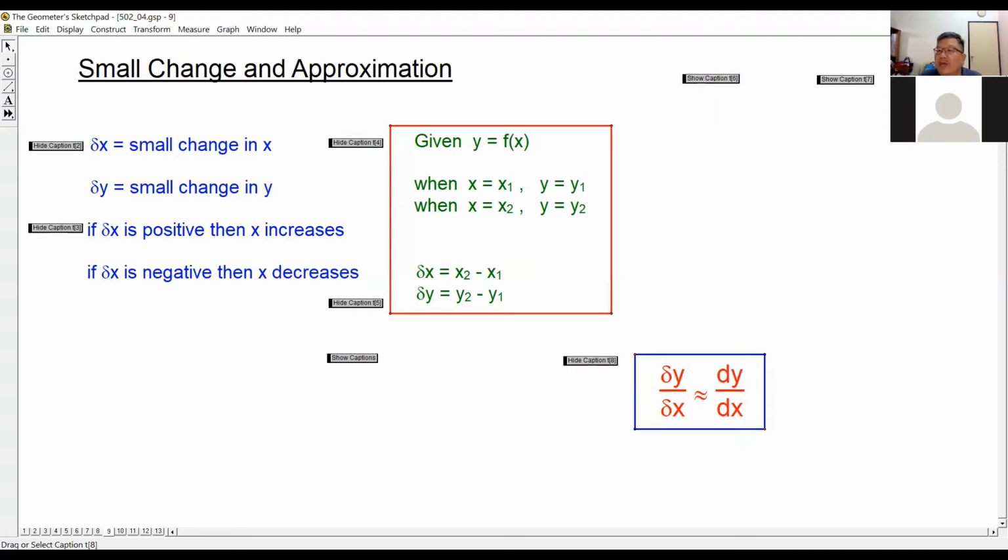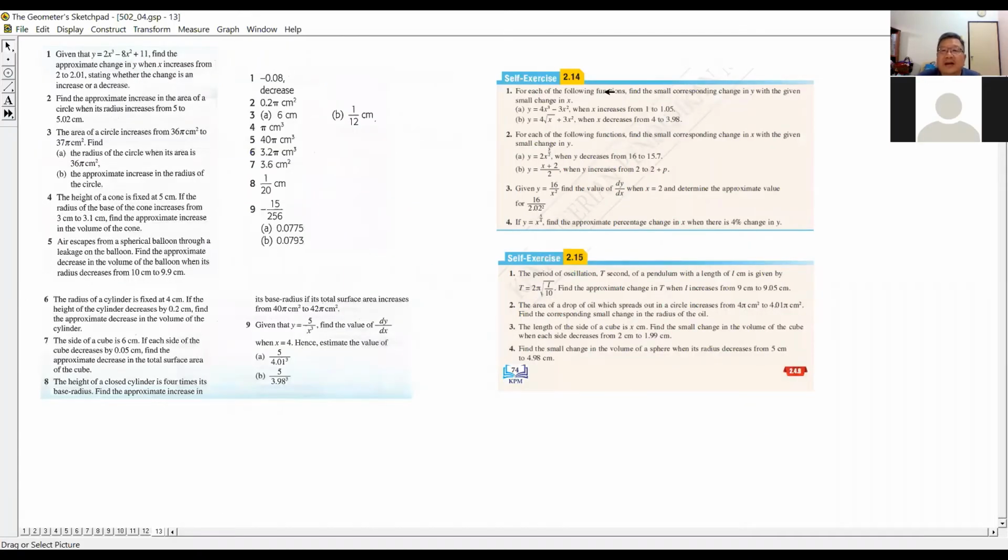Now there's one more type of question, one that involves percentage. In your textbook, there is one question like this. Look at self-exercise 2.14, question number 4. Find the approximate change in x when there is a 4% change in y. This question involves percentage, and the other questions do not. I'm going to show you how to solve this problem later on.